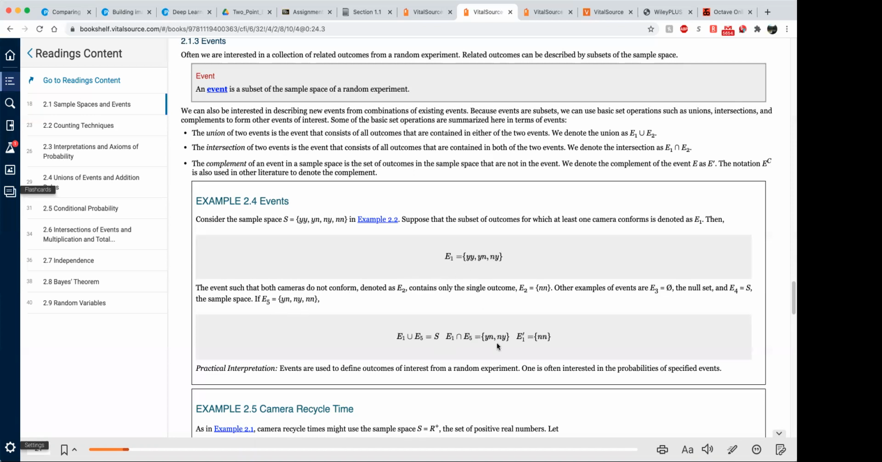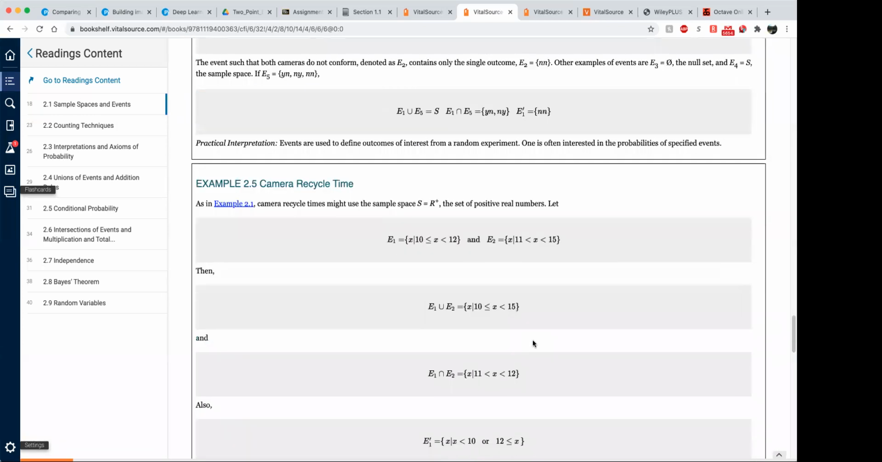And then for E1, you see there is a prime. It means complement. The complement of an event in the sample space is the set of outcomes in the sample space that are not in the event, denoted by E prime or E upper C. So what is E1? E1 is YY, YN, NY. We find all the outcomes in the sample space that do not belong to E1, which is NN. That's the complement of E1, or E1 prime. So now example 2.5.